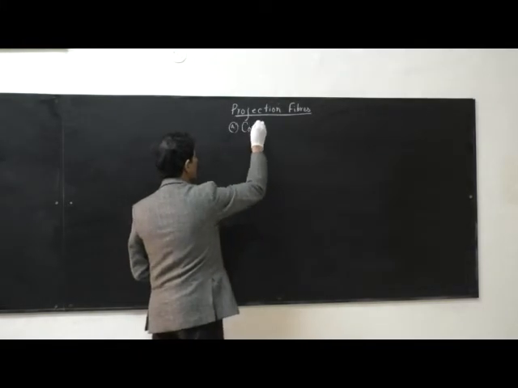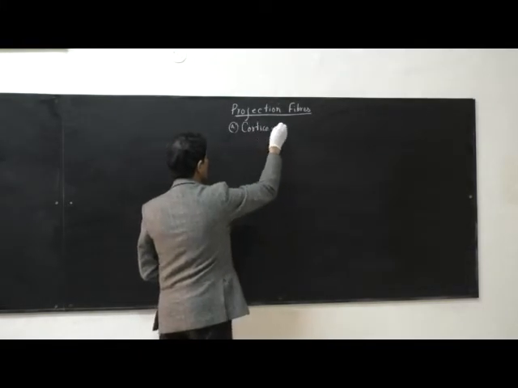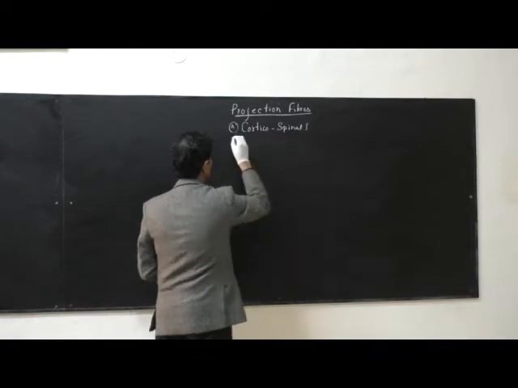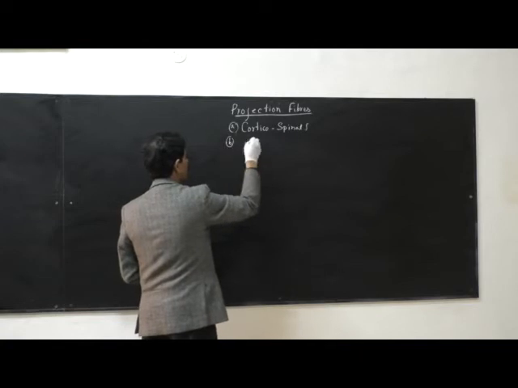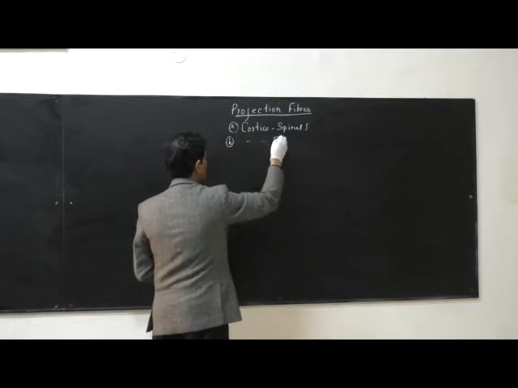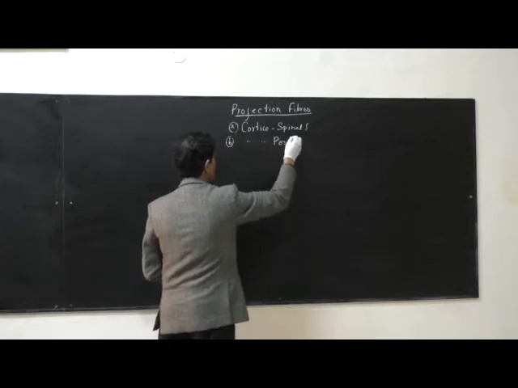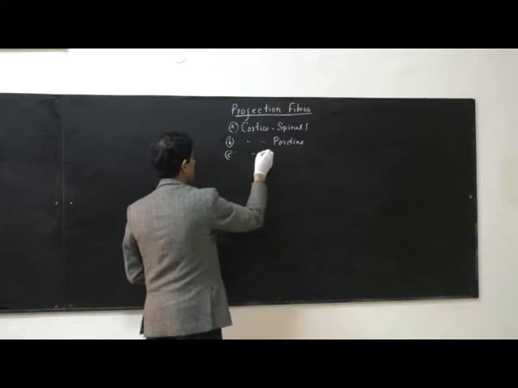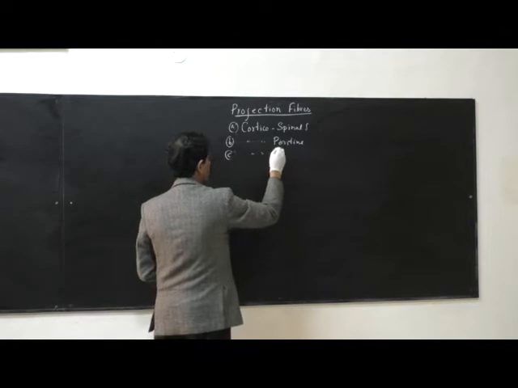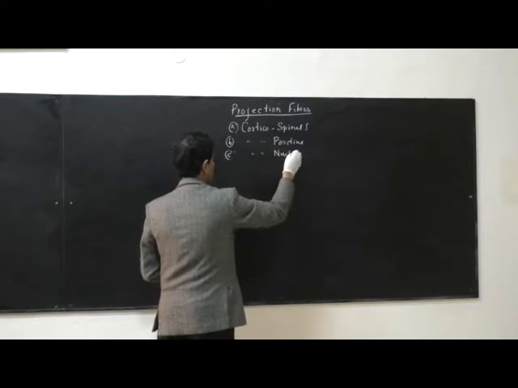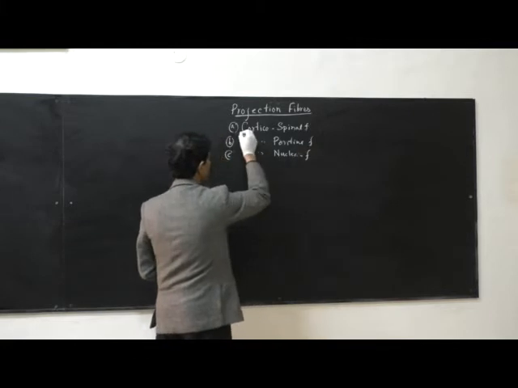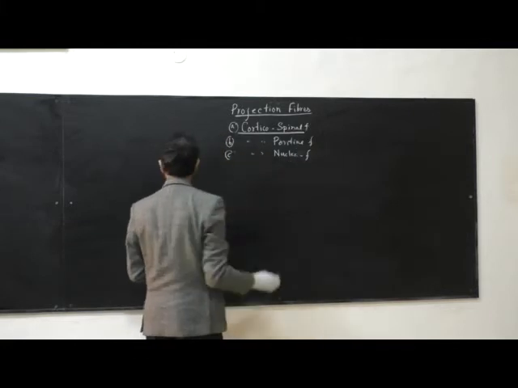One is called corticospinal fibers. Then there are corticopontine fibers. And the third variety is the corticonuclear fibers. So we will take one by one. So first we will take the corticospinal fibers.